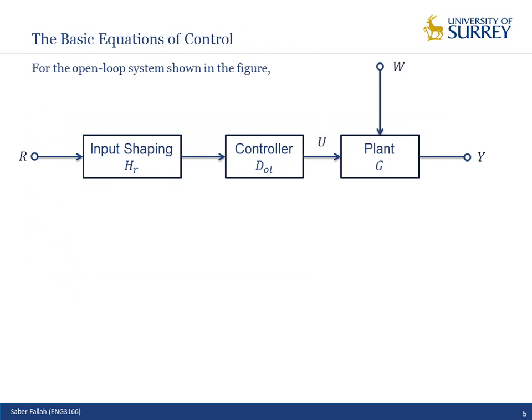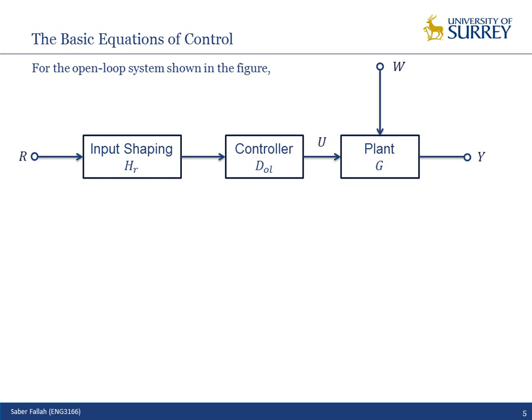Okay, for the open loop system, here is the block diagram of the open loop system. We have a plant G, we have the controller D_OL, open loop, and we have the input shaping H_R. What was the input shaping block? Why do we have the block shaping? I talked about it last week. Just reviewing. To change into like electronic. Exactly.